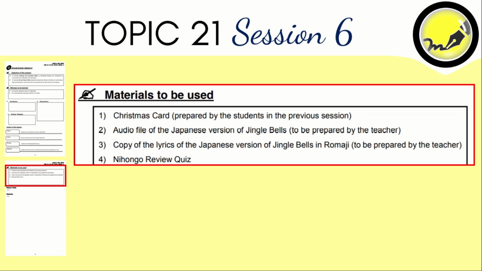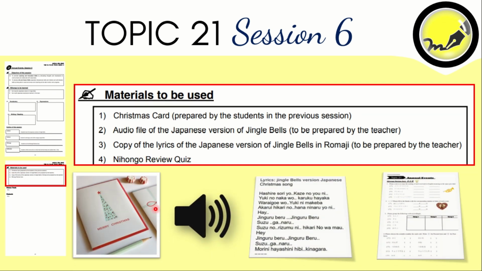The materials to be used are as follows: a Christmas card, the one that they did for session go, an audio file of the Japanese version of Jingle Bells, to be prepared by the teacher. We have here the copy of the lyrics of the Japanese version of Jingle Bells in Romaji, to be prepared by the teacher, and the Nihongo review quiz.